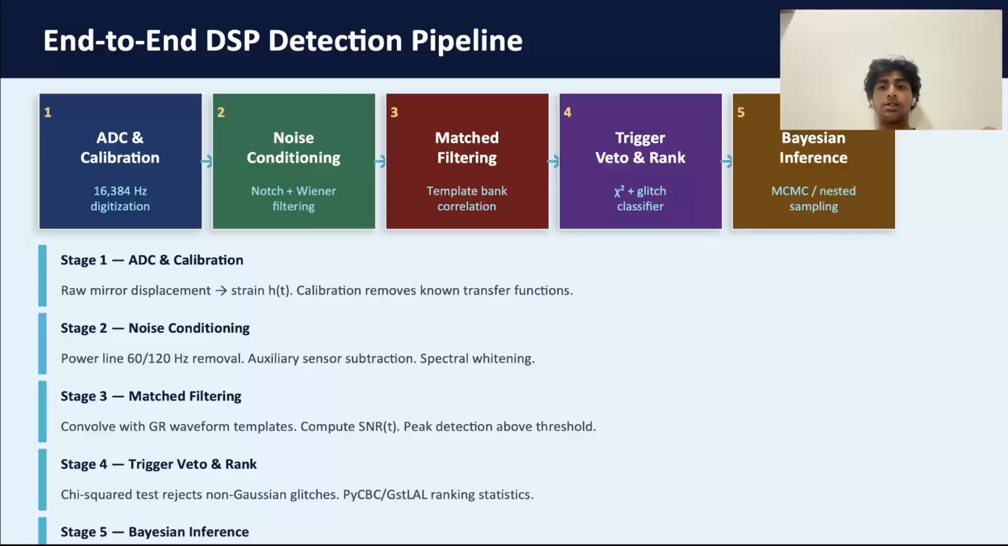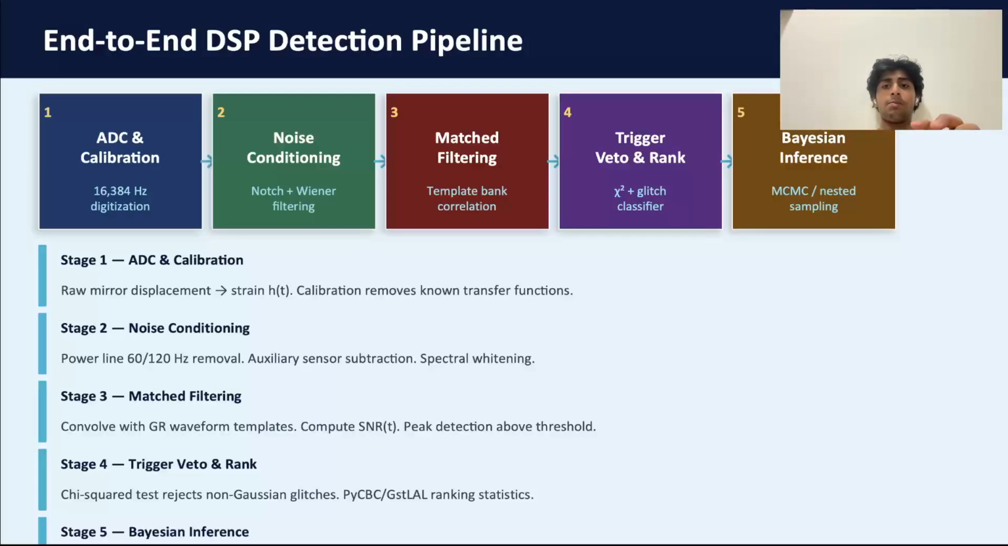But raw voltage isn't strain. It's a complicated function of the entire instrument's optical and mechanical response. Calibration applies the inverse transfer function in real time, converting raw displacement into the actual strain h of t. Stage 2 is noise conditioning. This calibrated data is still dominated by known noise, which is 60 Hz power line harmonics, mirror suspension resonances, and scattered light artifacts, all attacked with dedicated filters before any signal search begins.